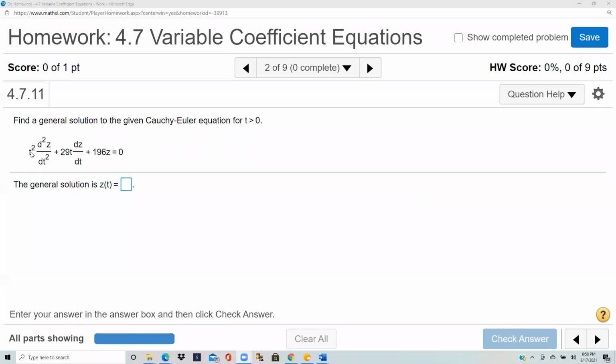So let's look at this equation. t² z'' + 29t z' + 196z = 0. So let's write it out like that.